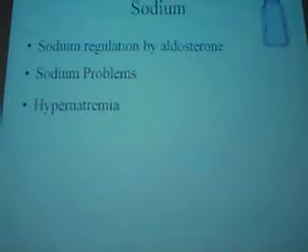So hypernatremia can lead to excess fluids in the bloodstream. What about hyponatremia? If you drink a bunch of fluids that are hypotonic, such as just plain old water, that will flush out your sodium. That will give you a case of hyponatremia.